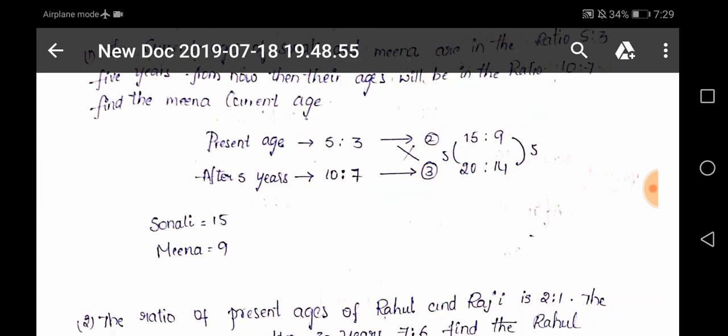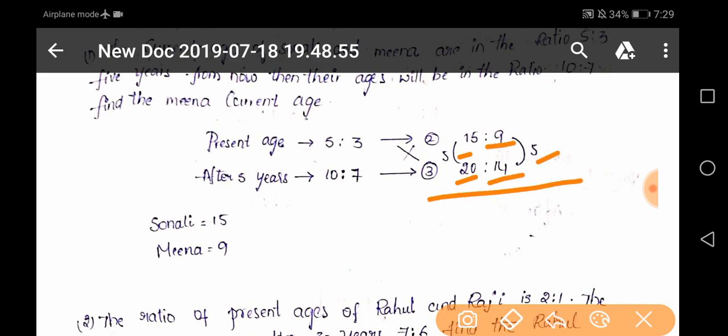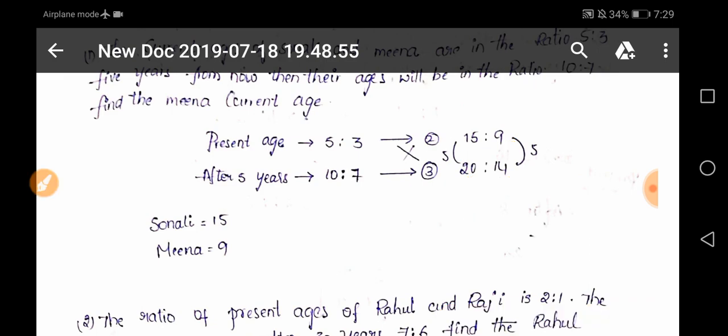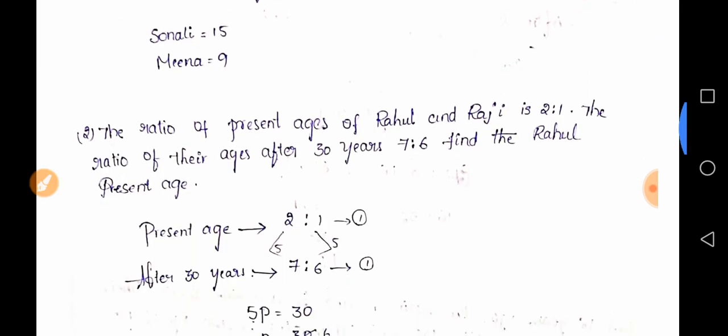Here you can easily see that 15 and 20 differ by 5, and 9 and 14 differ by 5. The difference is 5 after 5 years, and this is the ratio, right? When the age of Sonali is 15, after 5 years it becomes 20. When the age of Meena is 9, after 5 years it becomes 14. It is true, right? So this is how you solve when the difference is not the same. We'll see some other problems like this.